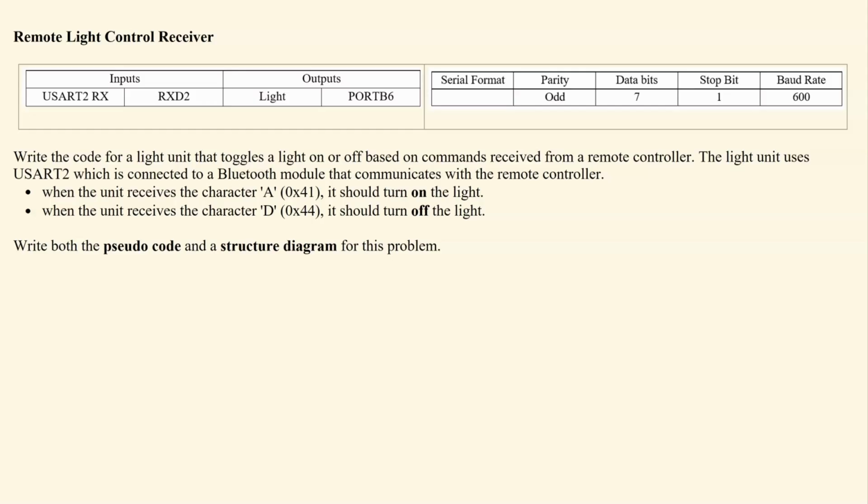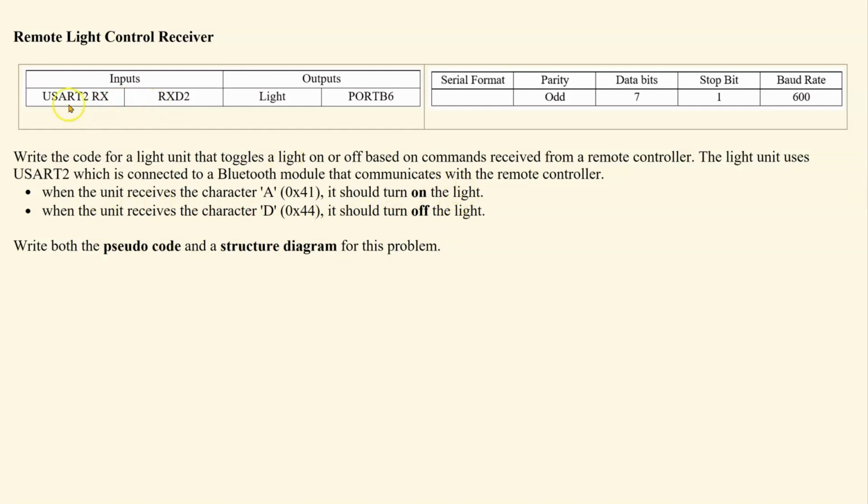For the second part of this problem, you are now going to look at the code for a light unit that toggles a light on or off based on commands received from a remote light controller. The light unit uses USART2, which is connected to a Bluetooth module that communicates with the remote controller. When the unit receives a character A, it should turn the light on. When the unit receives a character D, it should turn the light off.